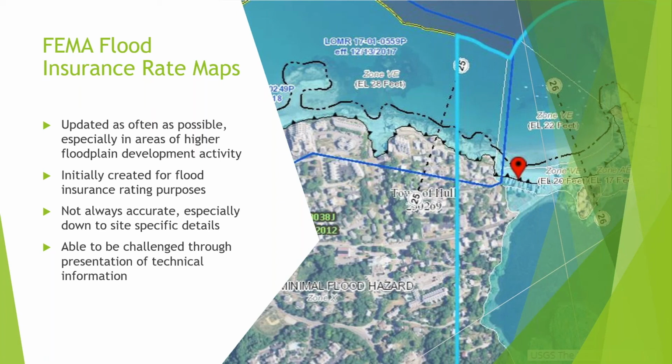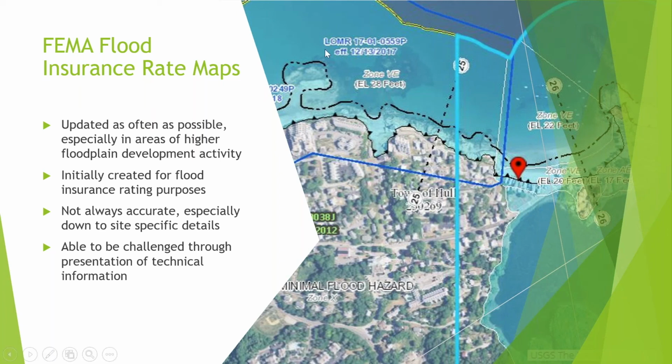The maps, obviously being called the flood insurance rate maps, were created initially for flood insurance rating purposes. FEMA will be drifting away from that particular type of rating in the years to come, but that's another whole session, so I won't go into that today. The way that the maps are set up, they are modeled for the flood that has a 1% chance in any given year of happening.